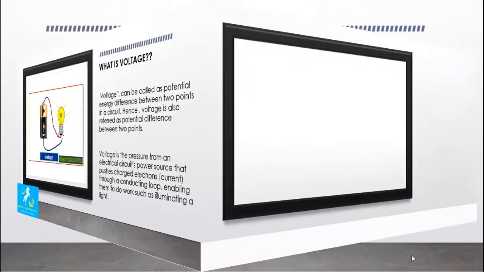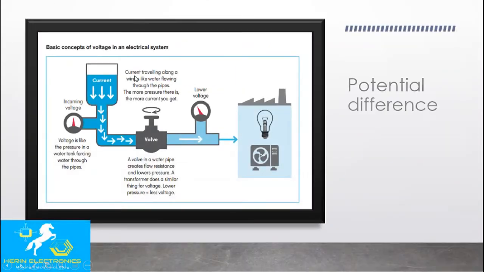To understand voltage or potential difference better, we can consider this water system where water can be related to current traveling along a wire like water flowing through pipes. The more pressure there is, the more current we get. Voltage is like the pressure in a water tank forcing the current to move through the pipes. A valve in a water pipe creates resistance to flow and lowers the pressure. A transformer does a similar thing for voltage. Lower the pressure, lower will be the voltage.